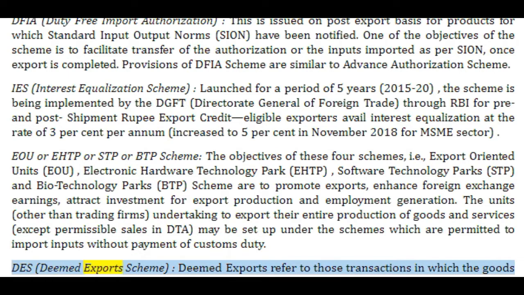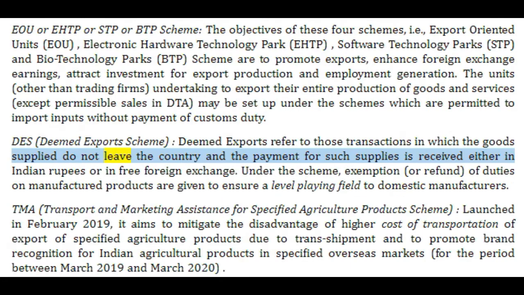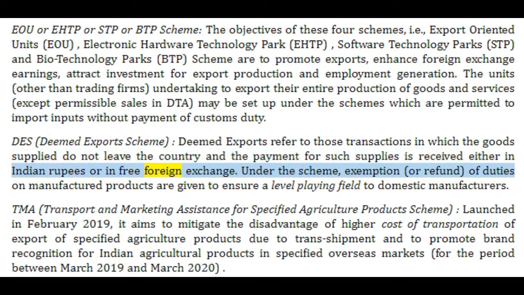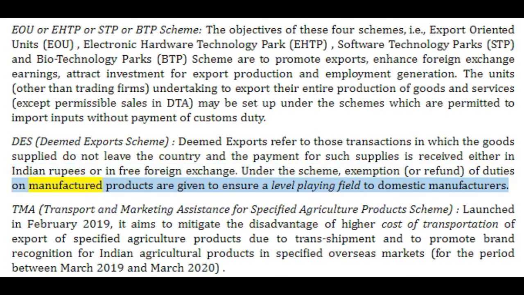Deemed export scheme. Deemed exports refer to those transactions in which the goods supplied do not leave the country, and the payment for such supplies is received either in Indian rupees or in free foreign exchange. Under the scheme, exemption or refund of duties on manufactured products are given to ensure a level playing field to domestic manufacturers.